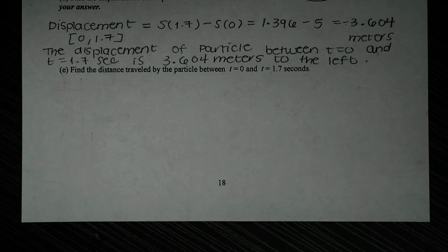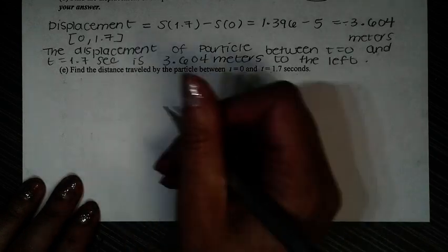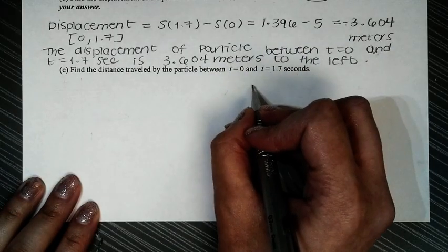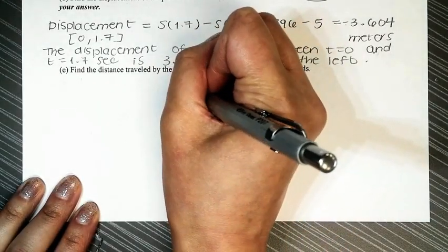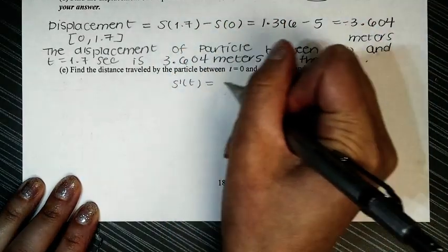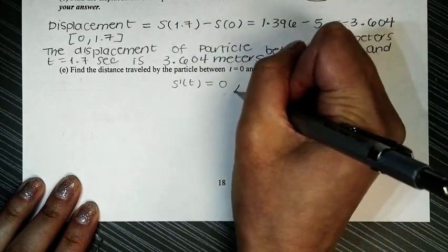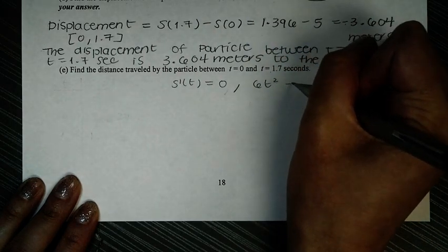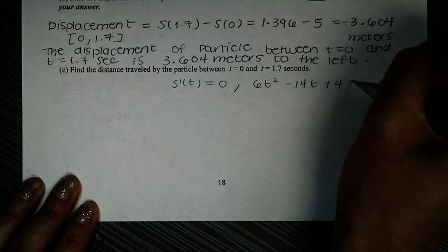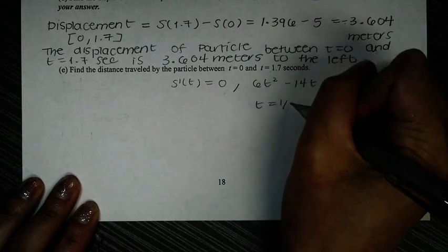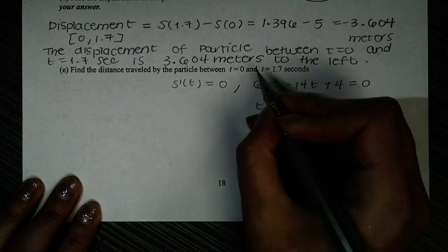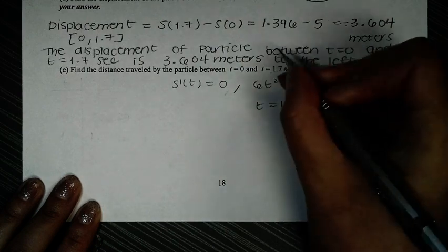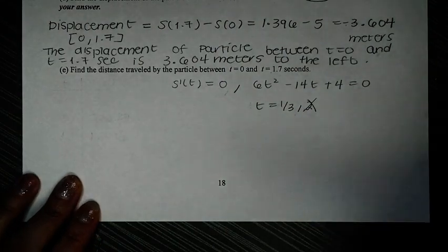So for part E, what we have to find is the distance traveled by the particle between t equals 0 and t equals 1.7 seconds. What you need to be careful about is when the particle changes direction. So you need to know when the derivative is equal to 0. We have 6t squared minus 14t plus 4 equals 0, which in this case we already know gives 1/3 and 2. Now, the 1/3 is inside this interval. The 2 is not inside this interval, so we eliminate that one. So pretty similar to the candidates test.